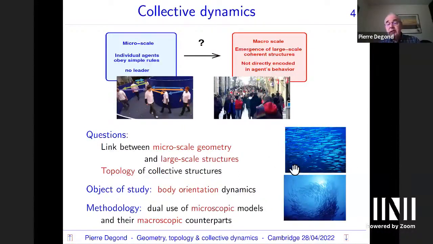As I said, our methodology will be a dual use of the microscopic models and the macroscopic model. Our main focus is the microscopic model, because it's the closest model to reality. But the macroscopic model will be used to get information, because it's often very difficult to get information directly on the microscopic model. So that's basically the topic today.